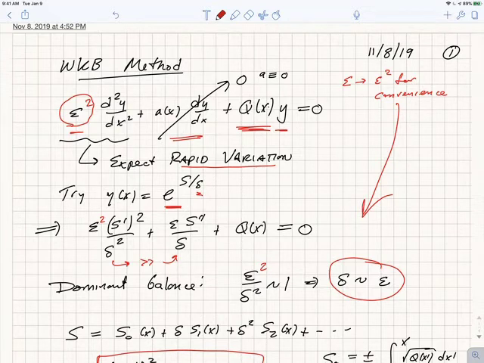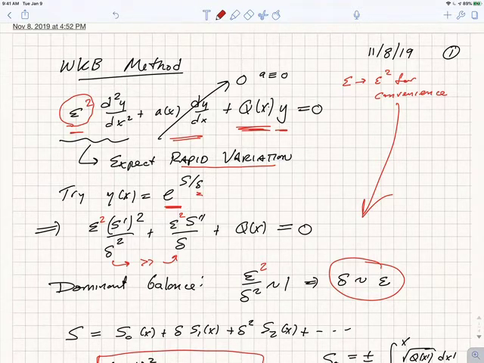So if you plug in y is e to the s over delta, the second derivative becomes basically s prime squared plus s double prime. And if you follow through with the powers of epsilon and delta, there's an epsilon squared over delta squared in the first term, there's an epsilon squared over delta times s double prime in the second term, and the last term just is q of x times e to the s. The e to the s is common to all the terms, and therefore you get this nonlinear ordinary differential equation for s.